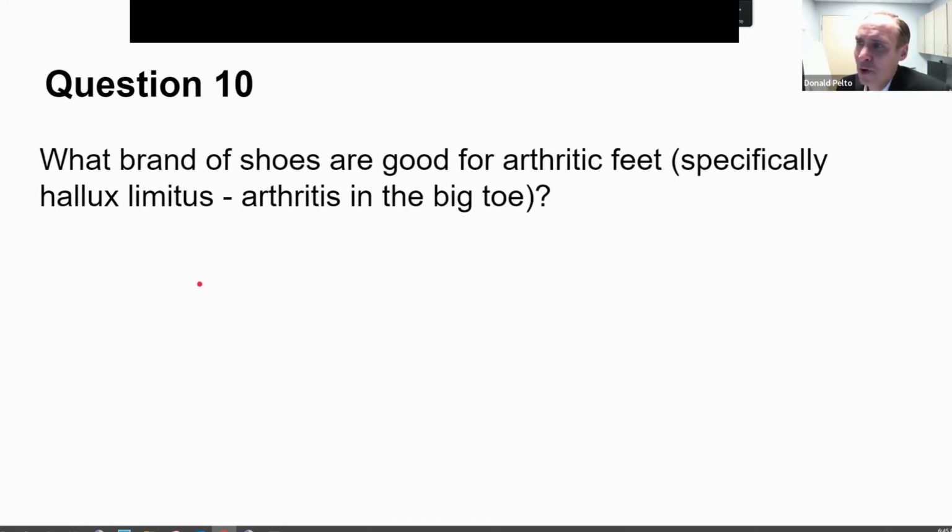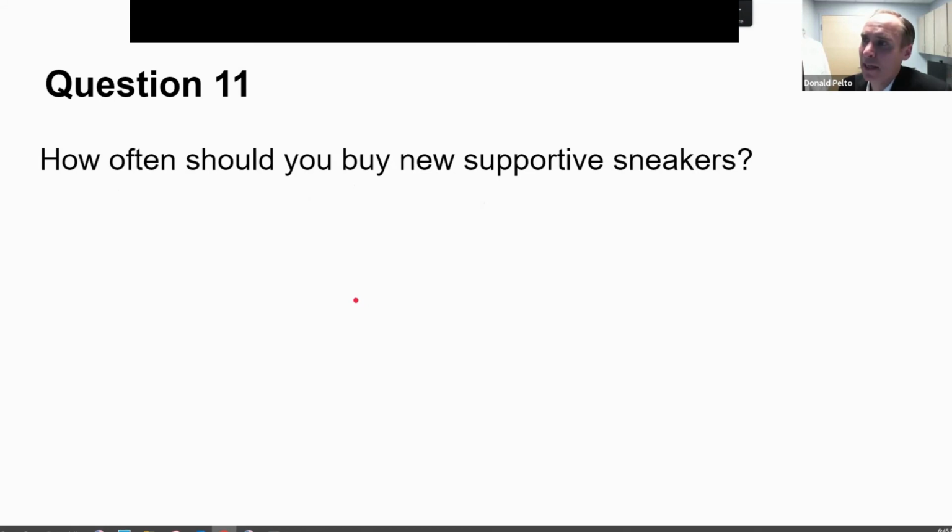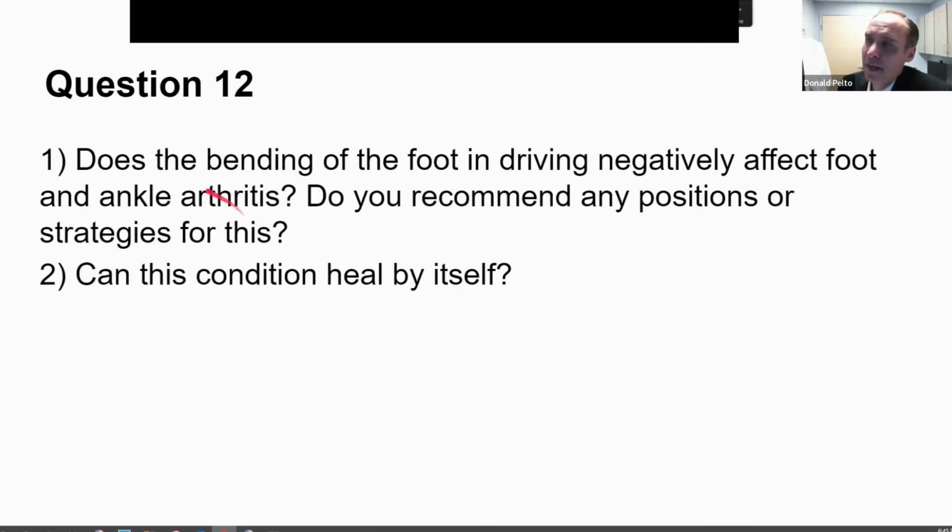What brand of shoes are good for arthritic feet? We try to stay away from brand names, but you can have a copy of this lecture after, with some of the recommendations that Dr. Kellner made. Something that's a rigid, stable shoe that doesn't bend is a very good type of shoe for arthritis. Something that doesn't bend in the big toe joint. Buying new shoes every 6 to 12 months or every 300 to 500 miles, that's a good rule of thumb. I'm just kind of going through these. If the other doctors have something, they can chime in.